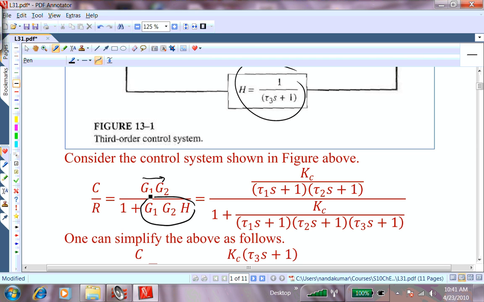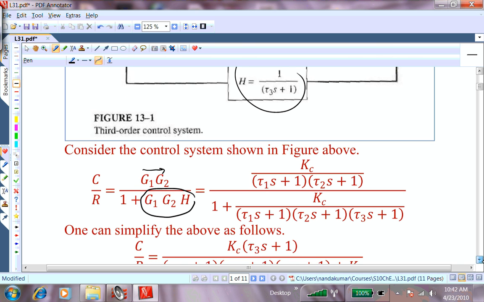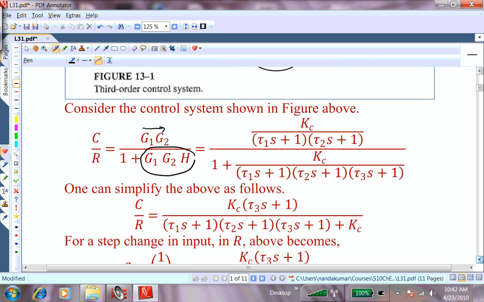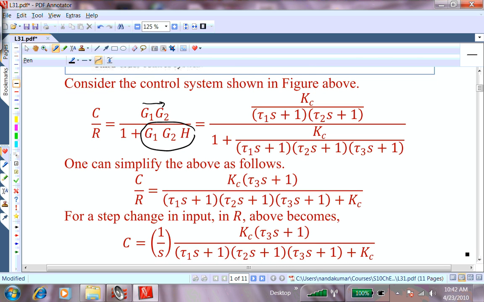Then make a substitution for G1 and G2. In this particular case, you are given the functional form of those, and simplify. When you simplify that, as we saw in the last class with the specific example, the effective denominator is going to be a cubic, because there are two first order systems in the process and one in the measurement.